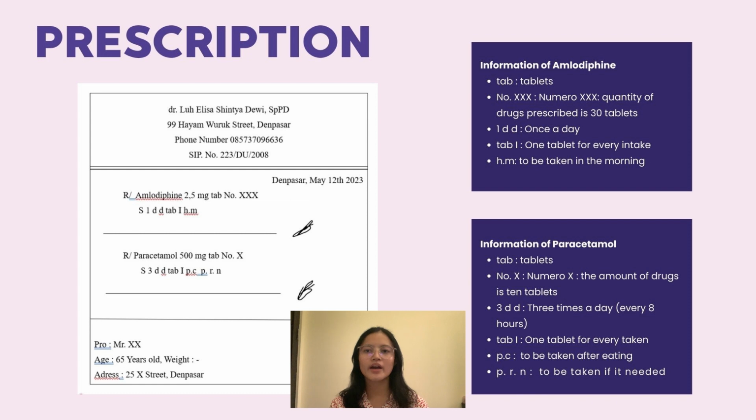Then below that we have the signature, so it's S1DD tab 1HM, where S is the signature sign, then 1DD means it's to be taken once a day, then tab 1 means with each intake the patient takes 1 tablet, then HM means it's to be taken in the morning. That's all from me. The next part will be continued by my friend.